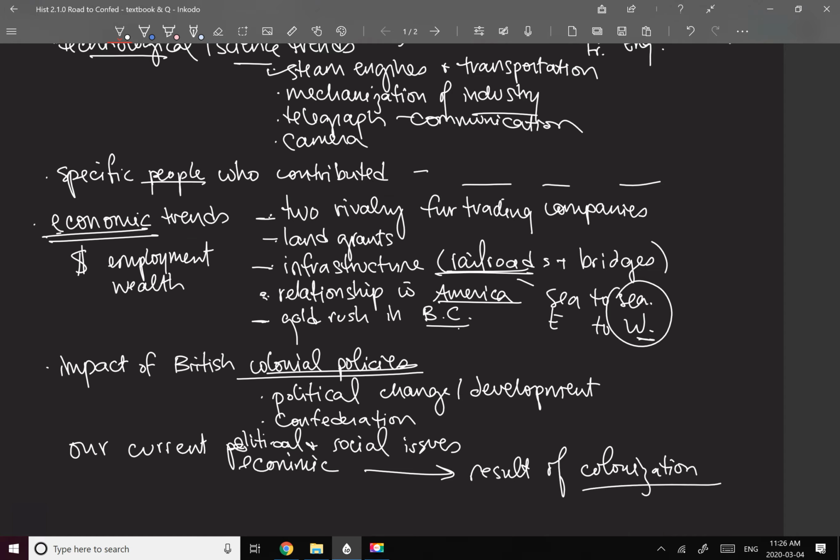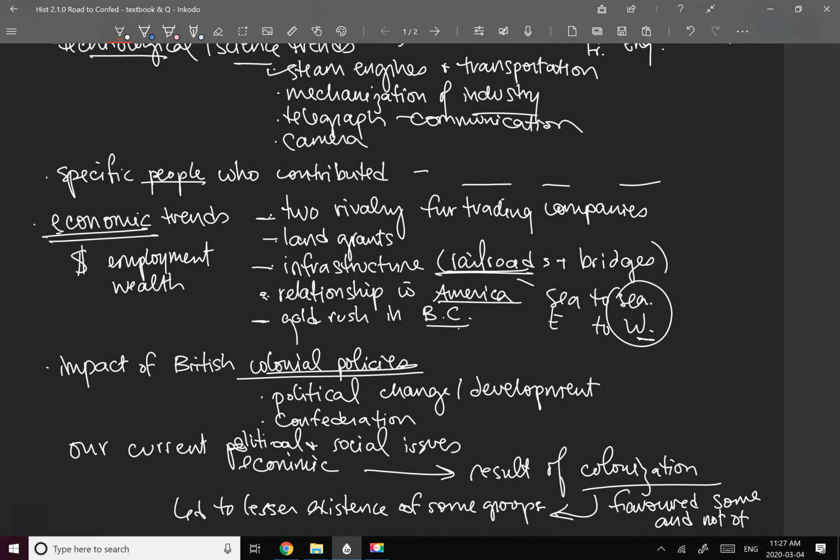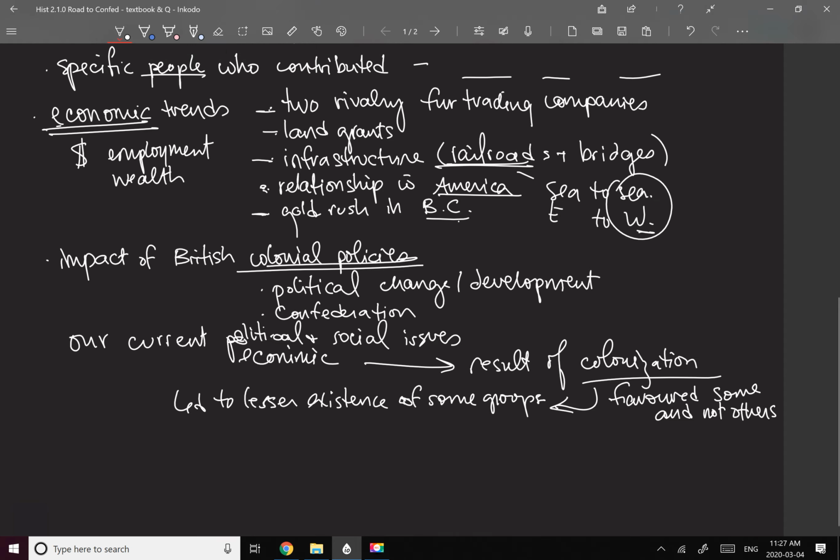A lot of times the word is used in a negative way because colonization has led to a lesser existence, I guess we could say, of some groups. Colonization has favored some and not others. So in that regard, we do reflect back on it and look at the negative consequences, or specifically, the outcomes of that.